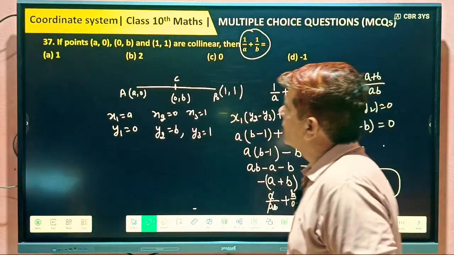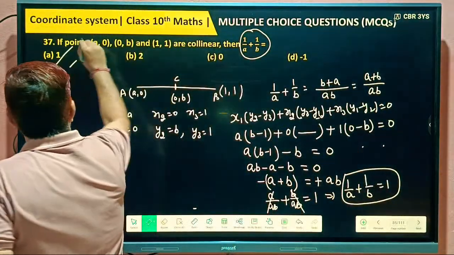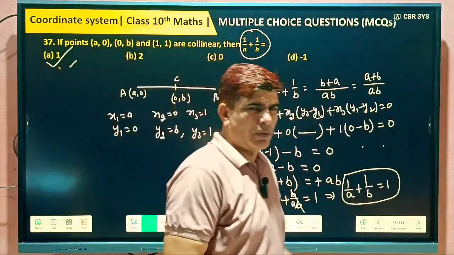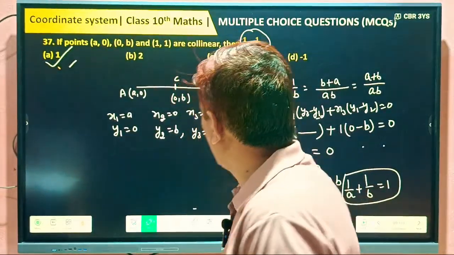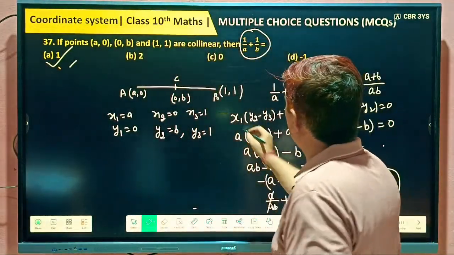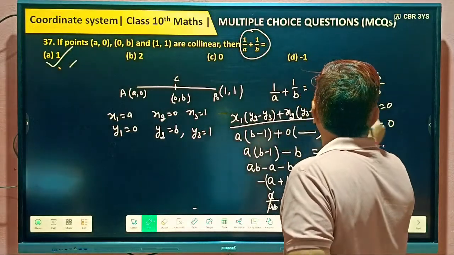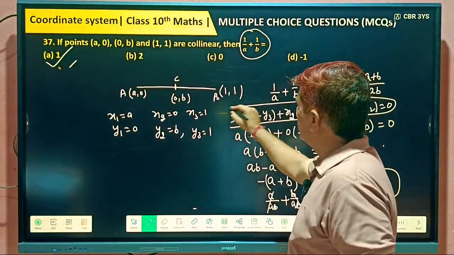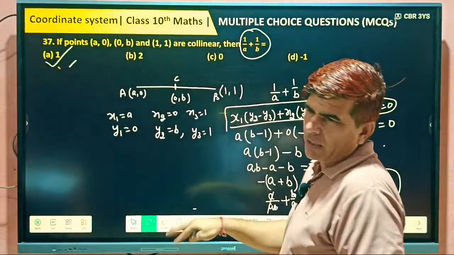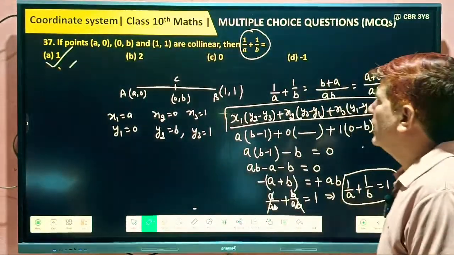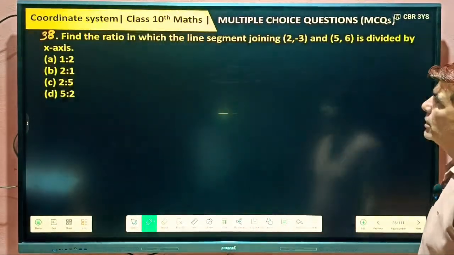So what's your answer? A is your answer. We are trying by that formula. So in this type of situation, then 100% I can say you can apply this formula. If the points are collinear, you have to find out. We can find out by that also, but that needs much more time as compared to this.